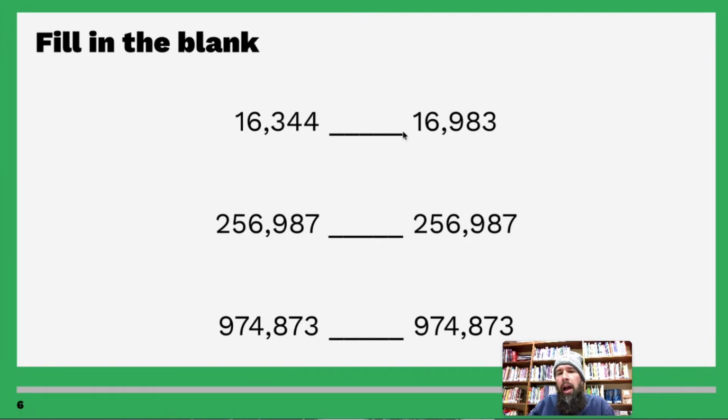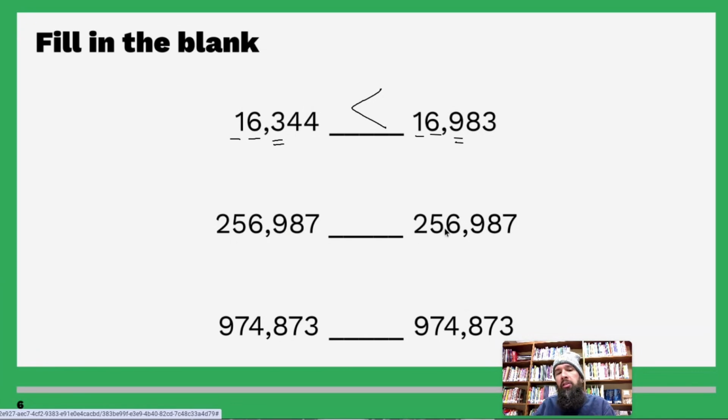Okay, so you have 5 digits, you have 5 digits. I can't do anything. You are a 1, you are a 1. I can't do anything. You are a 6, you are a 6. I can't do anything. You are a 3, you are a 9. 9 is bigger than 3. The alligator eats the 9. 16,344 is less than 16,983. Capiche? Let's do it again.